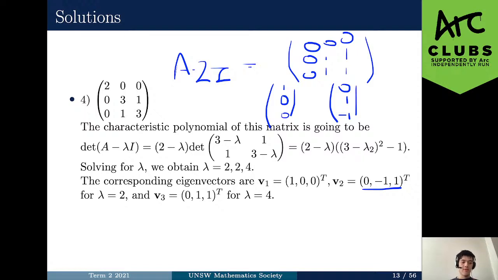Okay, and similarly we do it for lambda equals 4. I'm not going to go through that, but you should get this vector. Okay.